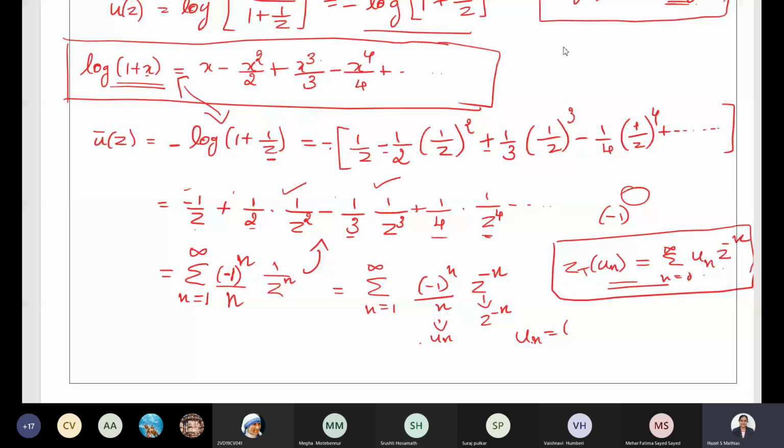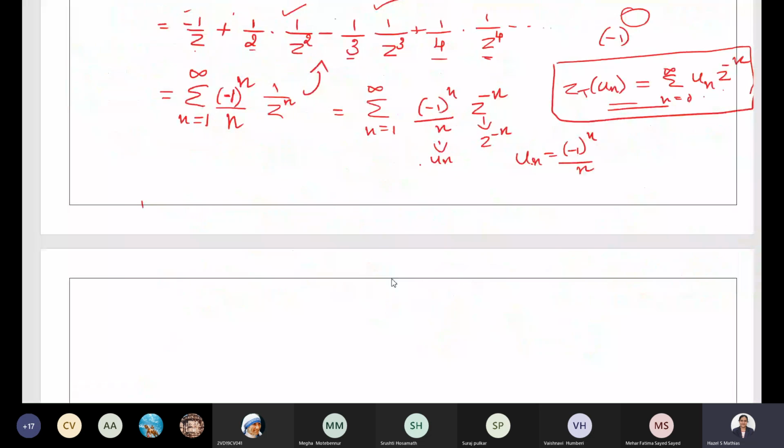We know the z transform of un is u bar of z, then the inverse z transform of u bar of z is what? Un. You need not remember that, it is from the definition. Am I correct? What is the definition of z transform?